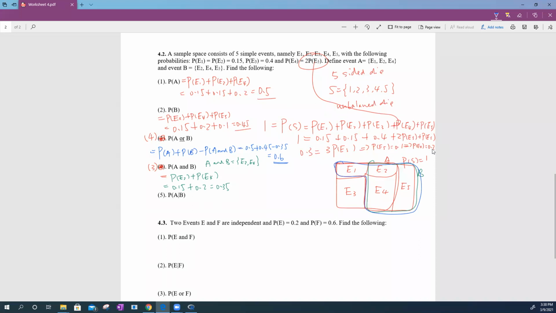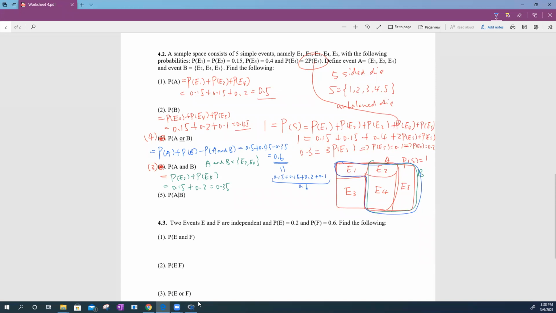We just see what we have. If we look at A and B all together, that's OR, right? So we have this area. So E1, E2, E4, E5. So that also equals what? 0.15 plus 0.15 plus 4 and 5. 4 is 0.2, E5 is 0.1. So that is 0.6 as well.